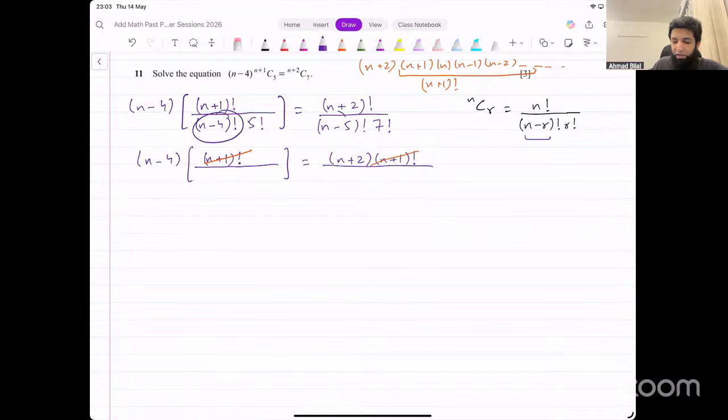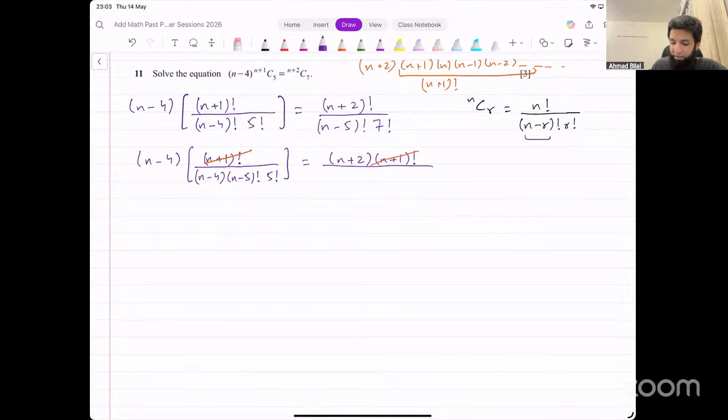Which one of these is bigger, n minus 4 or n minus 5? Which is the bigger number? N minus 4 is the bigger number, right? So let's break n minus 4. N minus 4 can be written as n minus 4 into n minus 5 into n minus 6 into n minus 7 into n minus 8 and so on. That's the same thing as n minus 5 whole factorial. And we have 5 factorial as it is.